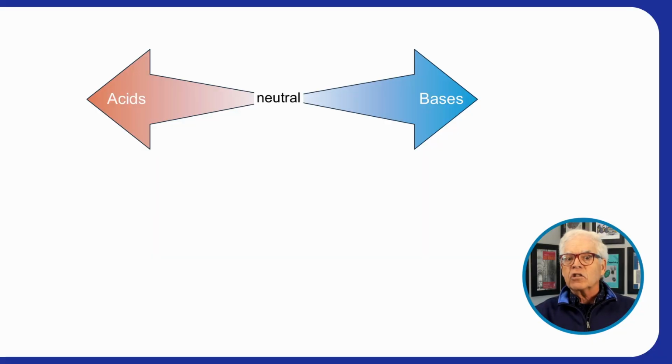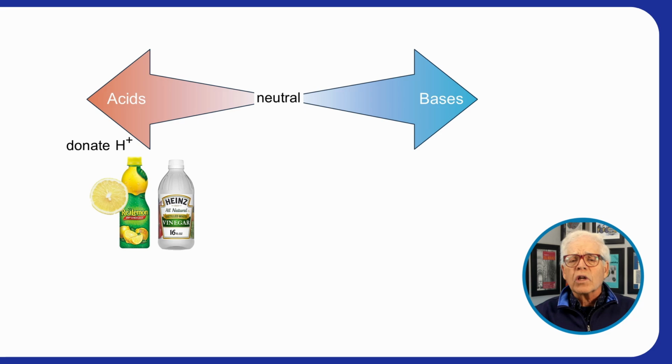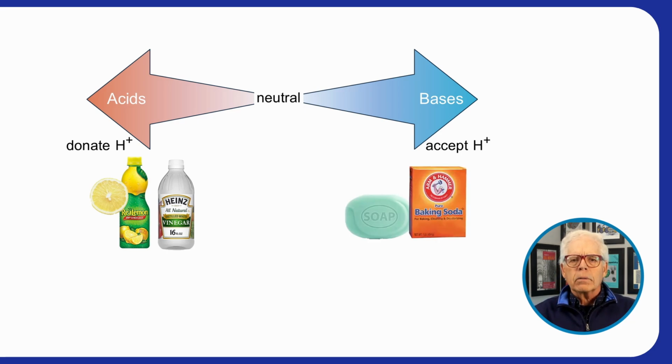In biology, pH is a measure of the acidity or basicity of water-based solutions. So, to understand pH, you should understand what is an acid and what is a base. Acids and bases have opposite properties. Acids are chemicals that can donate hydrogen ions, and they often taste sour, like lemon juice and vinegar. Bases are chemicals that can accept hydrogen ions. They feel slippery and include baking soda and soap.